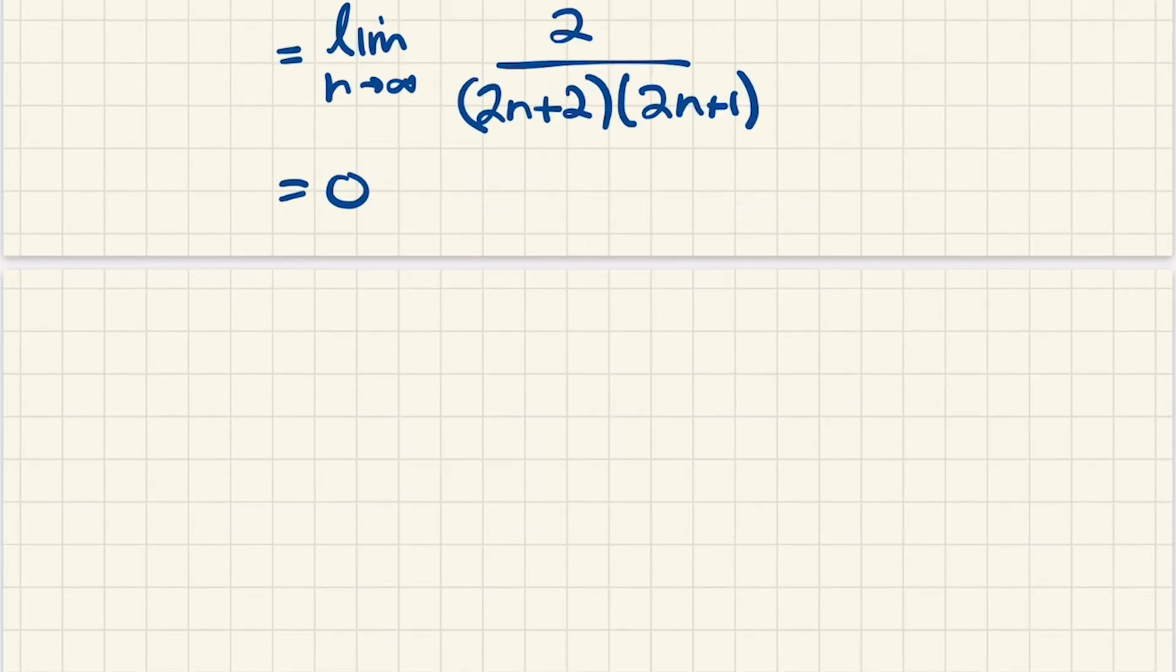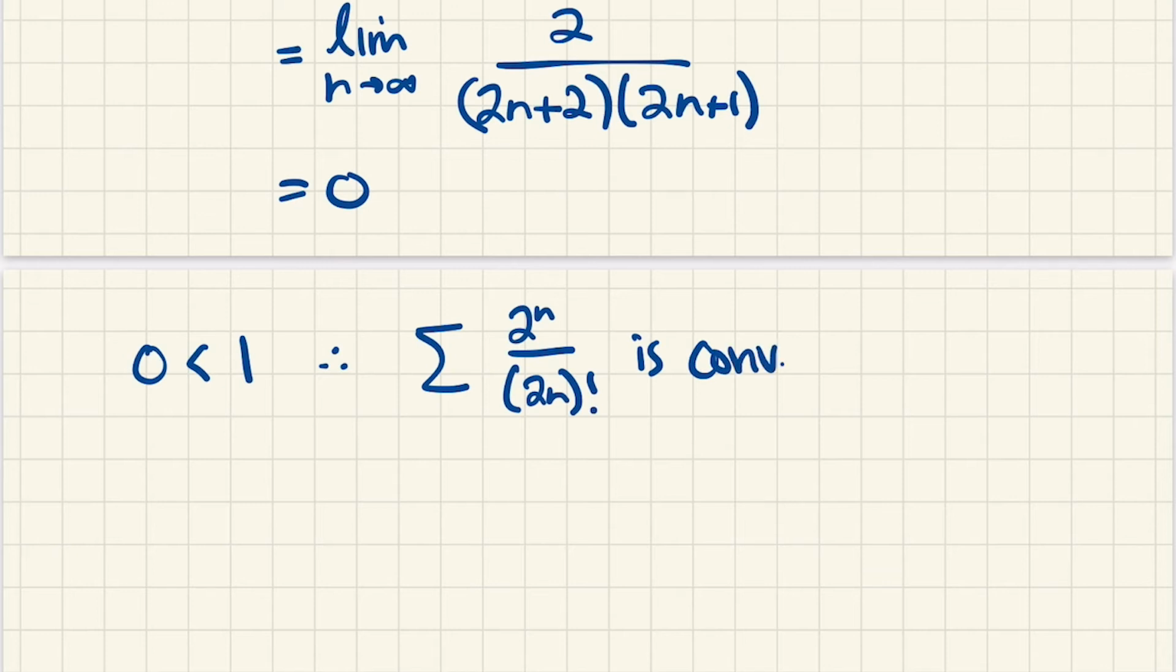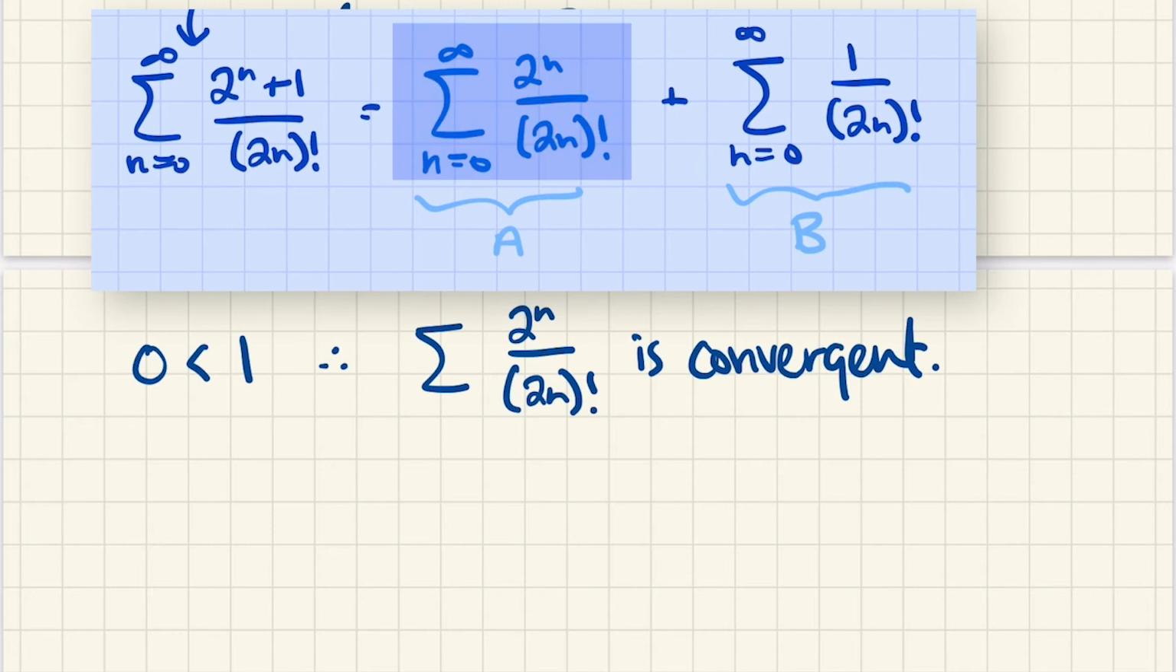And what is it about 0 from which we can draw a conclusion? 0 is less than 1. Therefore, the series we're dealing with, which I'm going to actually write explicitly just because there's a number of series in this question at this point, is convergent. Okay, so that first series is convergent. Now we just need to show that the other series is convergent, and we get to conclude that the sum of those series must also be convergent.